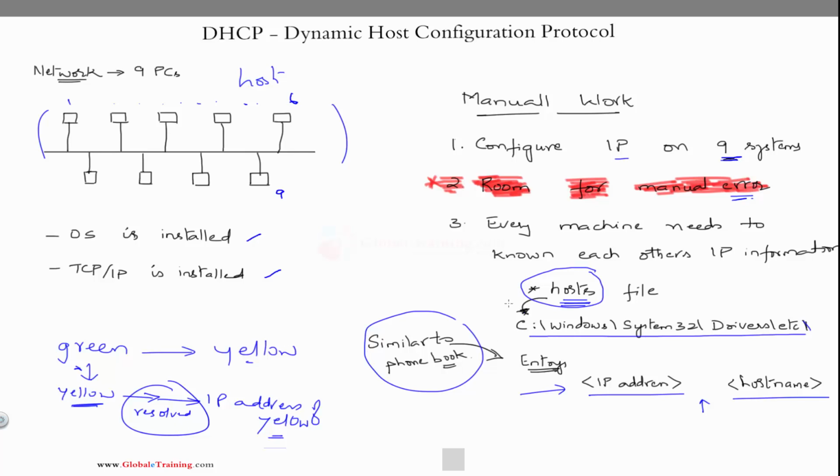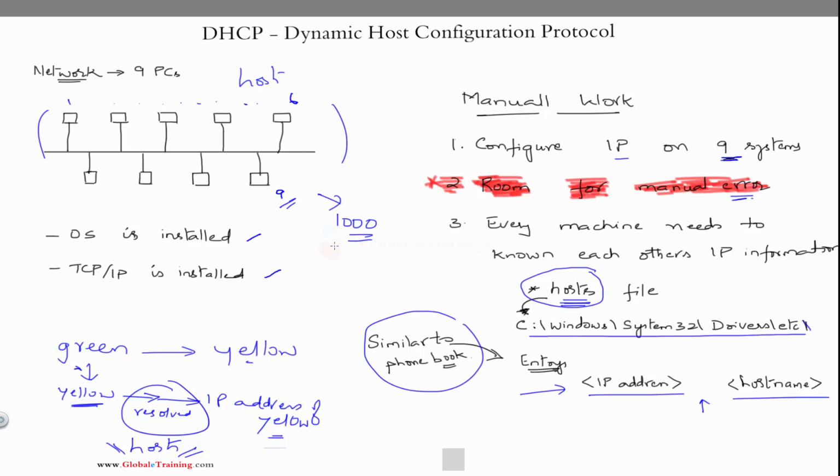Now, if you have this host file, then you have all the IP addresses keyed on your computer within your host file, then your computer will be able to communicate. That means you need, similar to phone book entries. It's manual, laborious work. And 9 computers, it's very small. If you take corporates, you'll have thousands and thousands of computers.